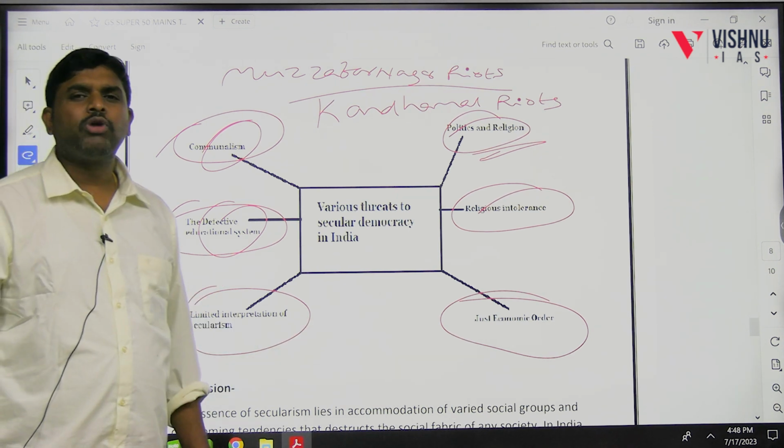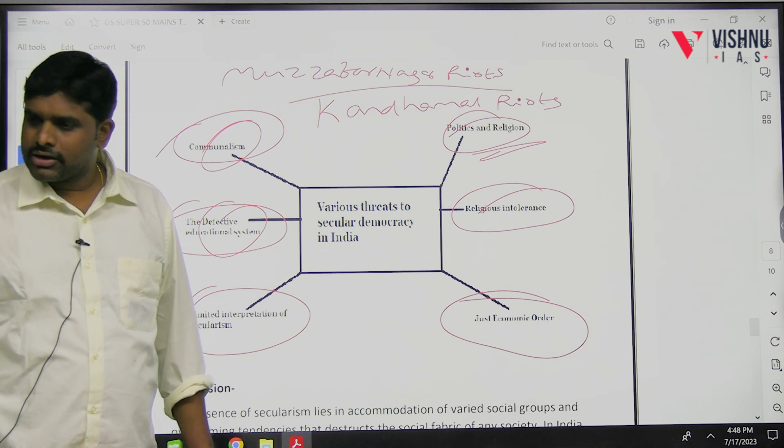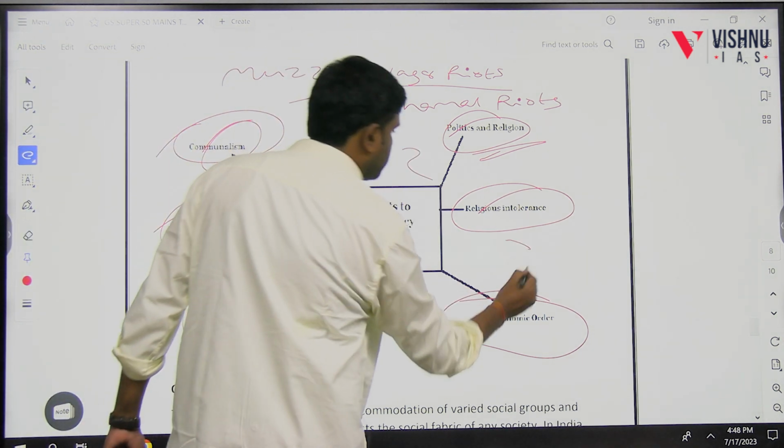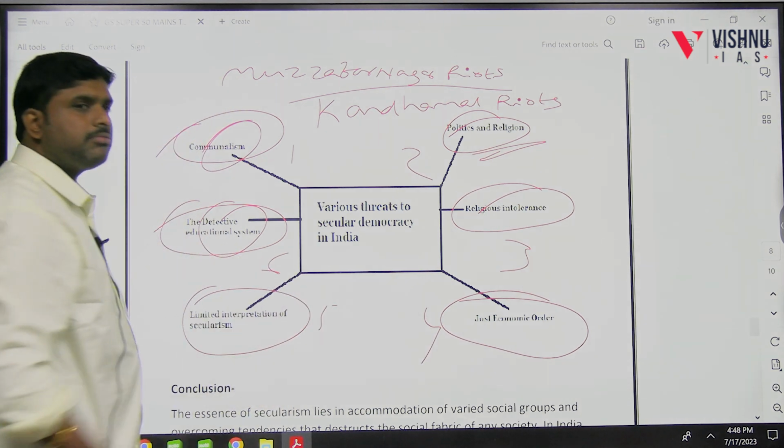Because of all these factors, what is under threat? Secularism. Six points with examples you will write.